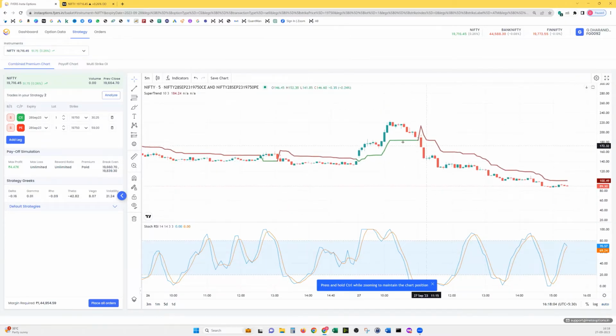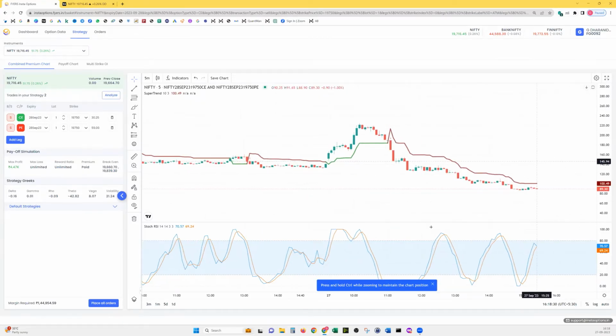So when I plan my strategy, whenever it closes below the Supertrend, I'm going to take my trade. Where is my stop loss going to be? My stop loss is going to be trailed based upon the Supertrend. As an option seller, we want the premium to erode, right? From 170 premium, it has been continuously eroding, and it went till 89 premium.